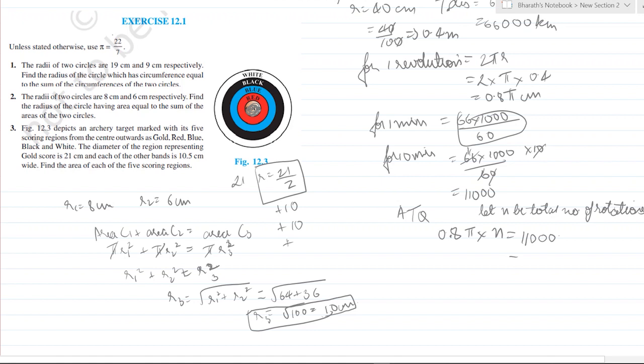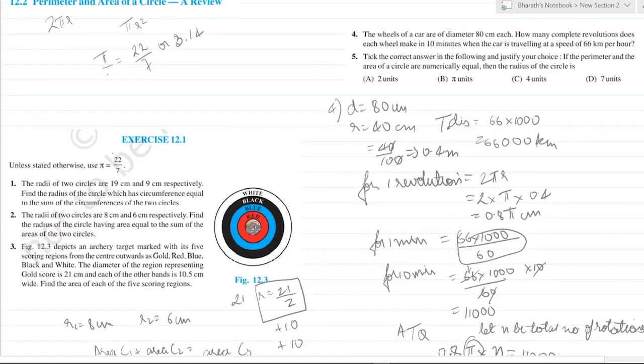Fine. So after putting in 0.8 pi, it becomes 7 divided by 100 into 22, where pi is 22 by 7. After the reciprocal, you get 695. So the total will be 4375 rotations. Okay, this is the way to do that.